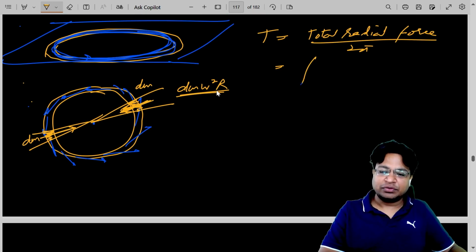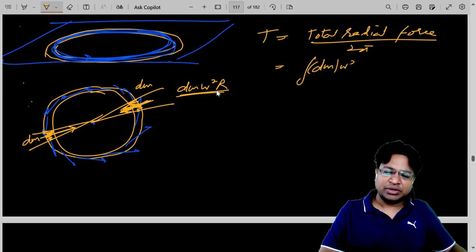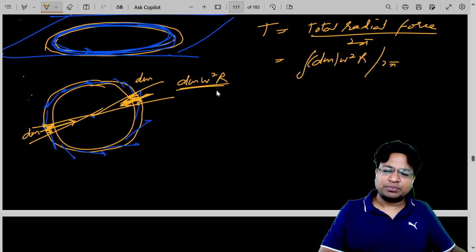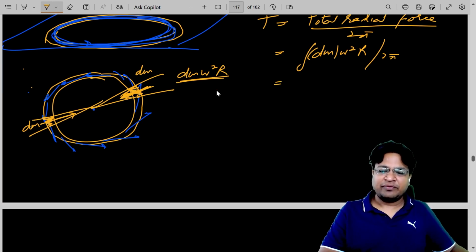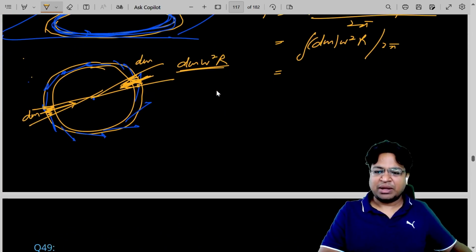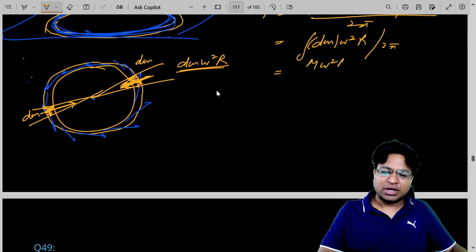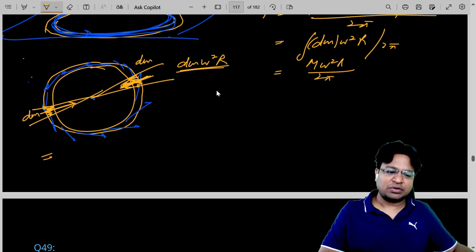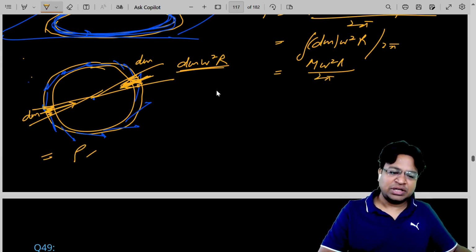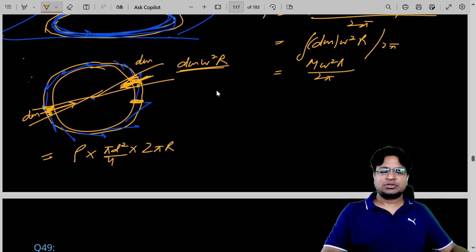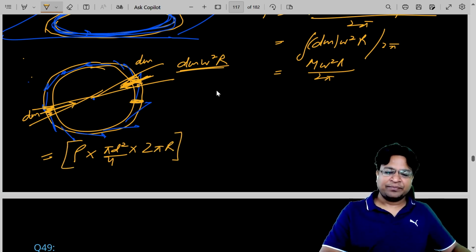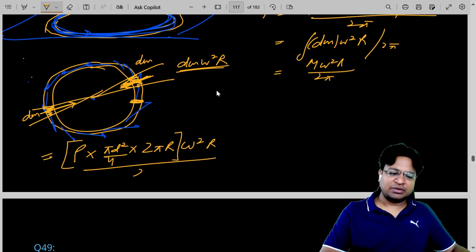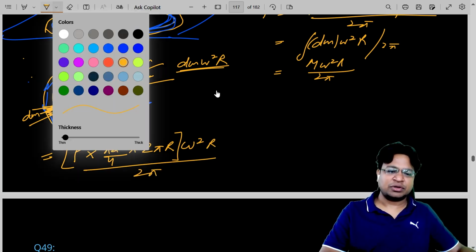So total radial force would be integration of dm into omega square r, and then you divide it by 2 pi. Integration of dm will become m. So m omega square r by 2 pi is your answer. Let's finish this now. How much is the mass of the liquid here? So density into pi d square by 4, that's the cross-sectional area of the tube, into the length of the tube. Length of the tube would be equal to 2 pi r, the circumference. So this is the mass. And then omega square r divided by 2 pi. This is our answer. Let's see what all things get cancelled out.